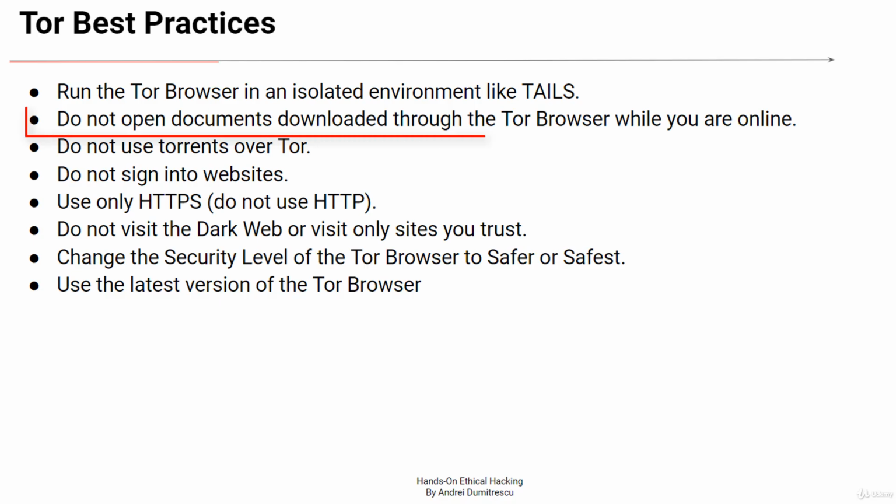A second rule is that you should not open documents downloaded through the Tor browser while you are online. Open them while you are offline or from an operating system like Tails. As I've just said, they can contain resources that could reveal your IP address. Similarly, do not use torrents over Tor. They will send out your real IP address in the tracker GET request and de-anonymize you.